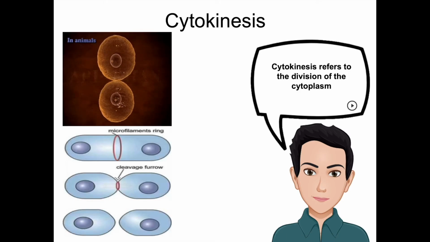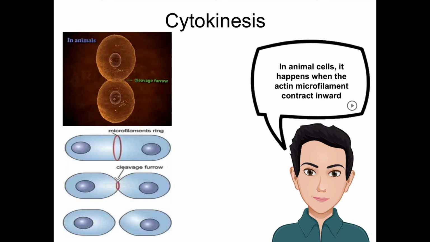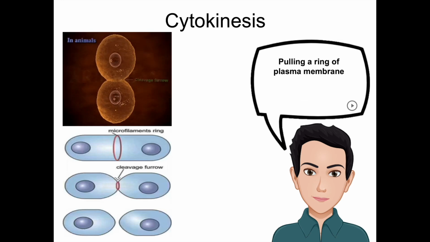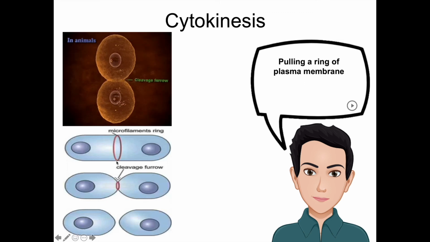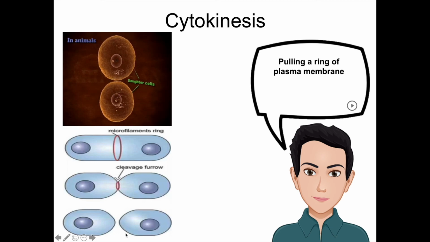Cytokinesis refers to the division of the cytoplasm. In animal cells, it happens when the actin microfilament that can be found on the surface of the plasma membrane facing the cytoplasm begins to contract inward. This will cause a ring of the plasma membrane to be pulled inward, as you can see here. This is the actin microfilament. As the actin microfilament begins to contract, it will pull the plasma membrane inward, forming a cleavage furrow. As the cleavage furrow deepens, the cells will separate into two independent daughter cells.